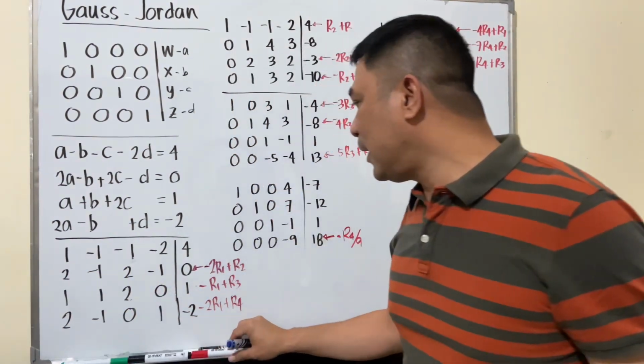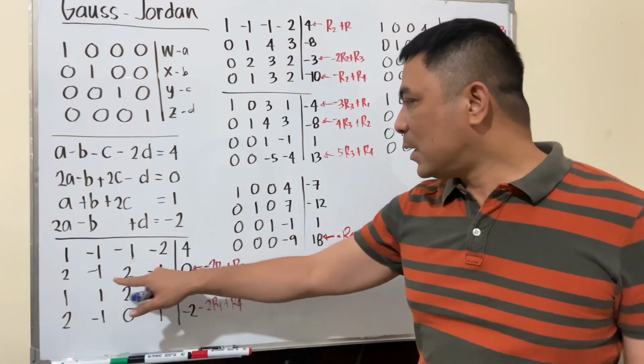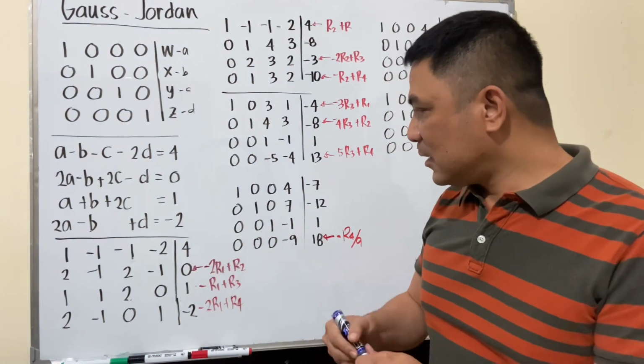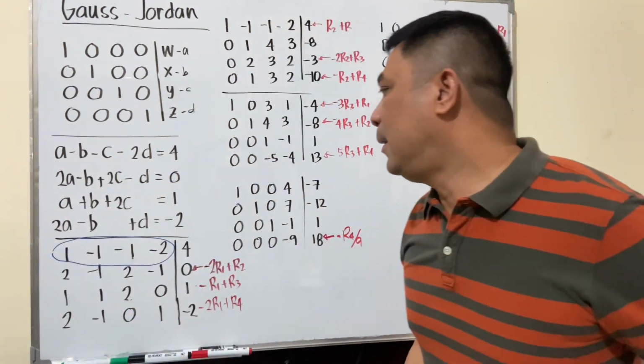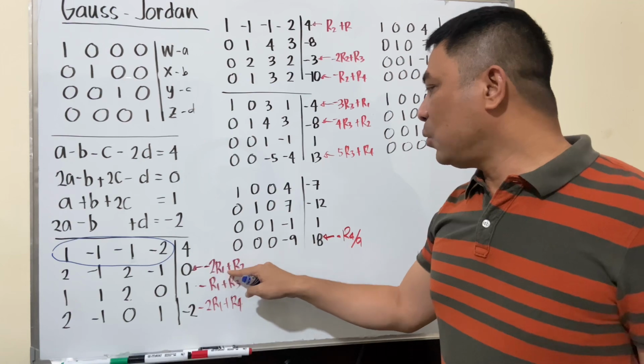So how do we do that? I put here a formula wherein to make this one 0, you have to multiply row 1. This is your row 1, this is our reference row. Row 1 multiplied by -2 plus R2.